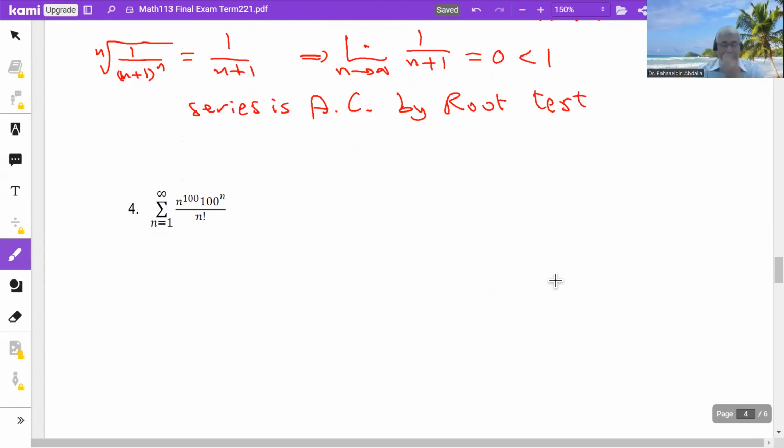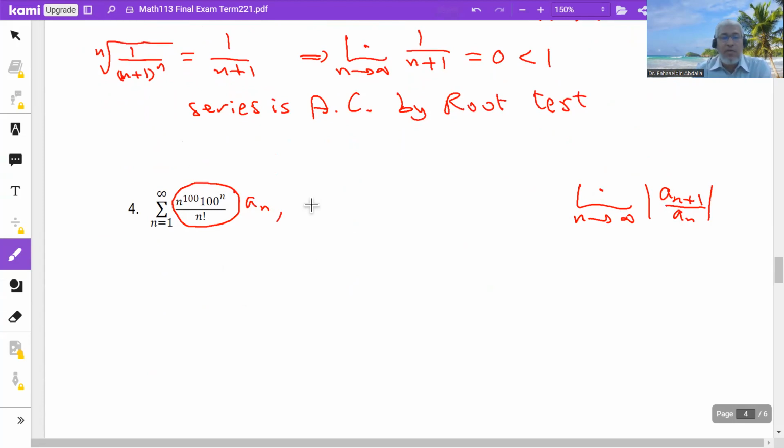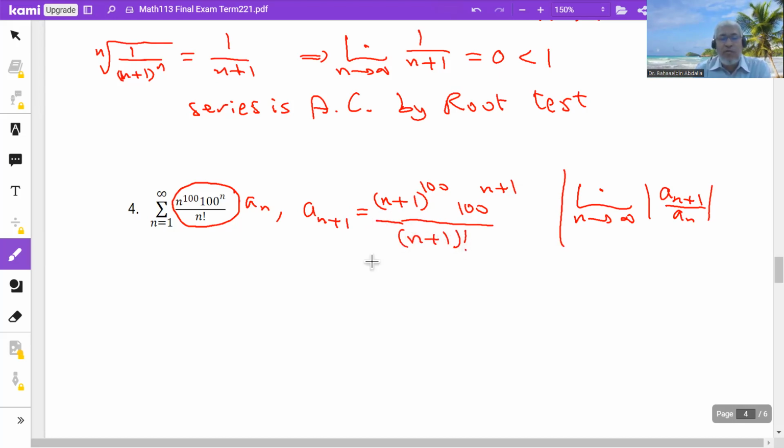I have factorial and powers, so I'll use the ratio test. In the ratio test, I need to find the limit of absolute value an plus 1 over an when n goes to infinity. So this is an, this is an. What is an plus 1? You replace n by n plus 1. So I'll have n plus 1 to the power 100, and I'll have 100 to the power n plus 1. And in the denominator, I'll have n plus 1 factorial.